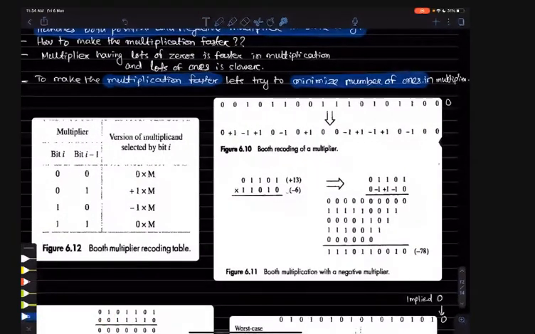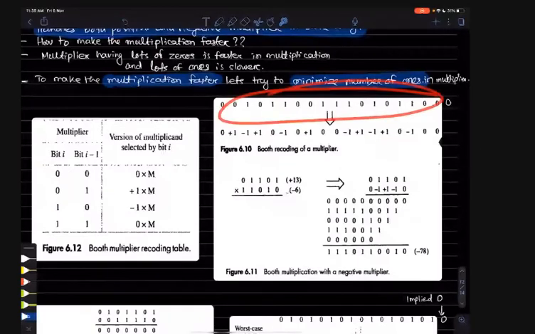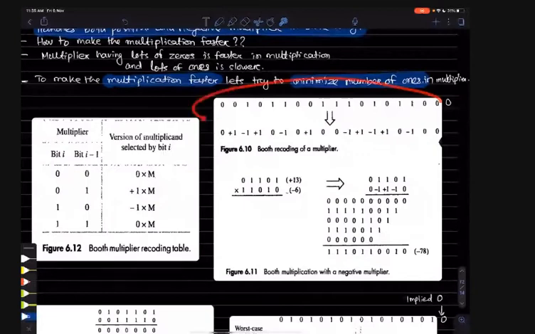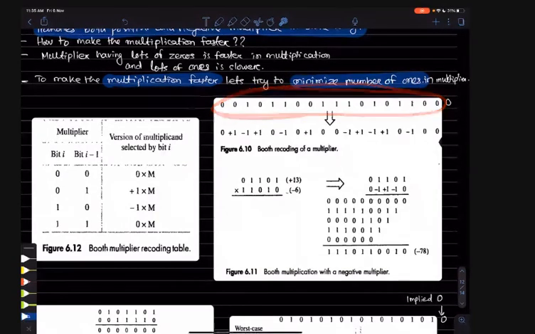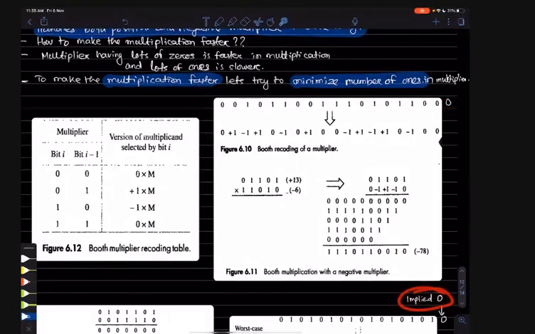Whenever a multiplier is given, multiplier means the bottom number, the second number, we add a 0 to it, because we have to code this one also. We always add a 0 to it. It is called the implied 0. So let's put a 0 here, and then we will see what the code will be for this.